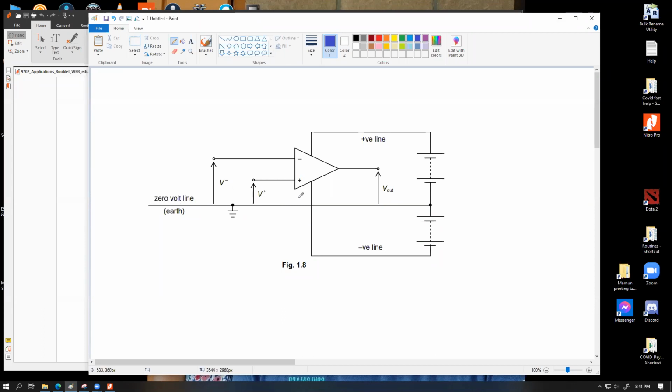So this line in the middle is represented as a 0 volt line, and whatever the value of V minus is with respect to this one is represented as V minus, and this is represented as V plus. The arrow lengths are not to scale, so you don't have to assume that in this case V minus is big and V plus is big. It could be any one of those.